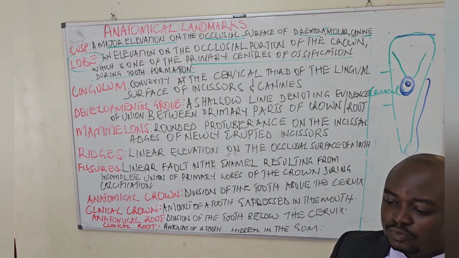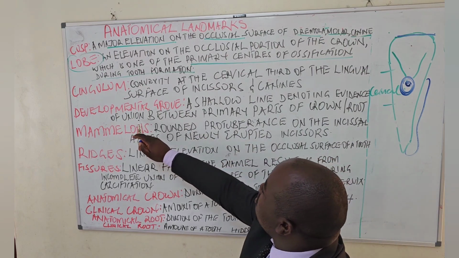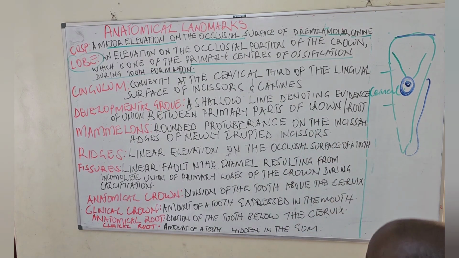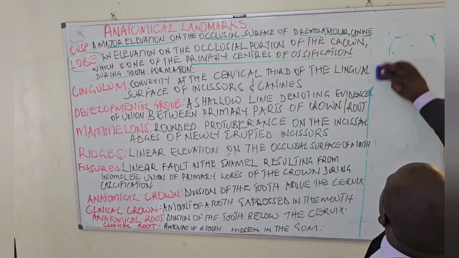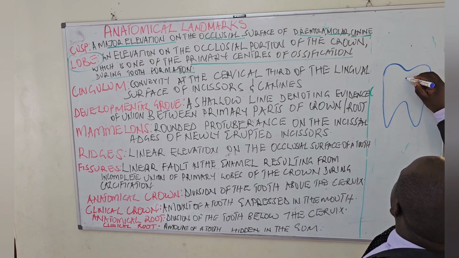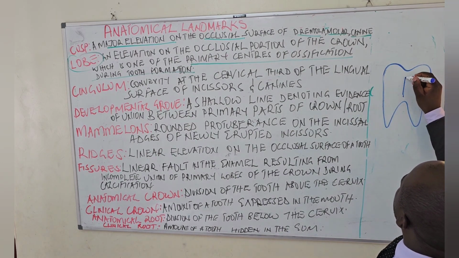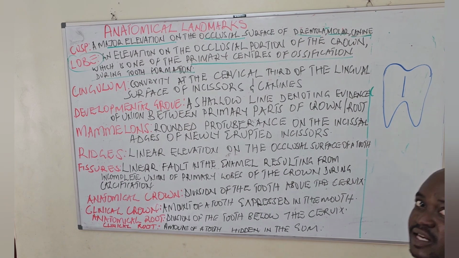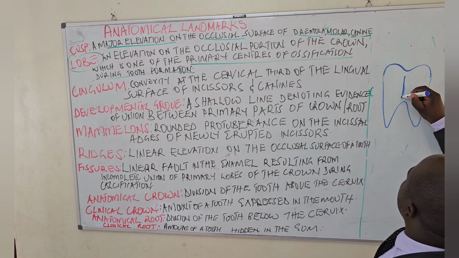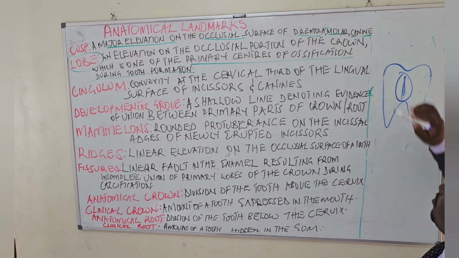So we go into developmental growth. We are saying it is a shallow line denoting evidence of the union between the primary parts of a crown or root. In other words, for example in molars, there is such a shallow depression showing that there was this part and this part. This is a developmental groove. When we talk about dental caries, this part here is so significant because you can have food retained there. For molars especially, they will always have developmental grooves.